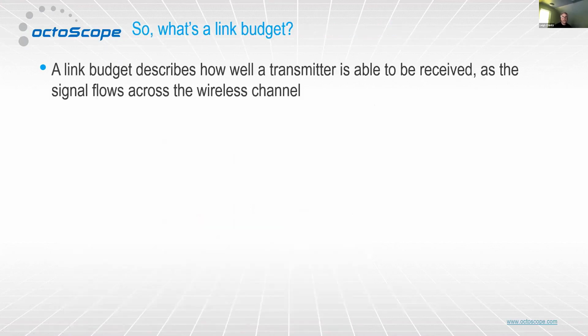Okay, so with all that said, we have transmitters, we have receivers, we have the channel and path loss, we have stuff that is causing more attenuation. So how does that all come together to make a link budget?